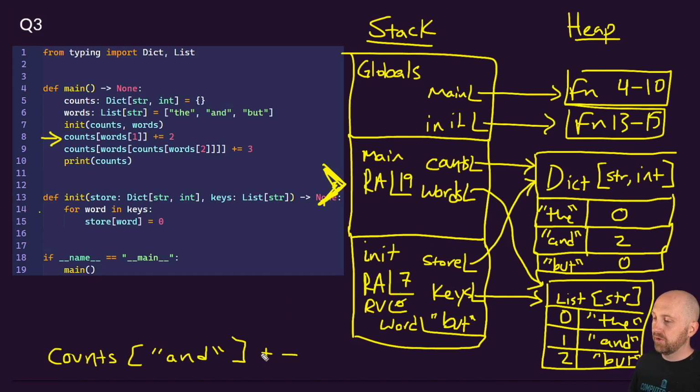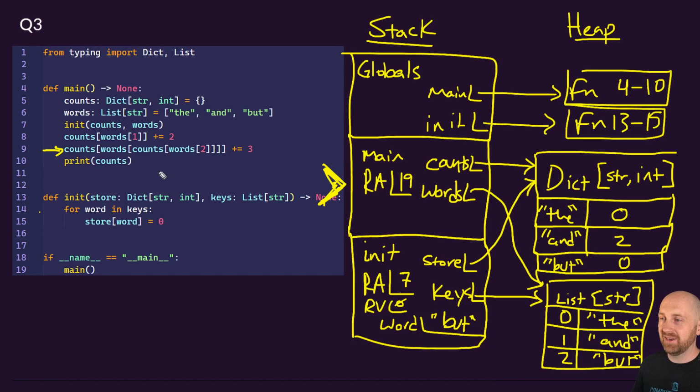Okay. So we've completely evaluated this line. And now you see an even wilder one, right? This one is pretty contrived, but the intent is really to force us to break this down. All right, so let's work our way out. So what is words index 2? Words is here. Index 2 is the string but, all right?